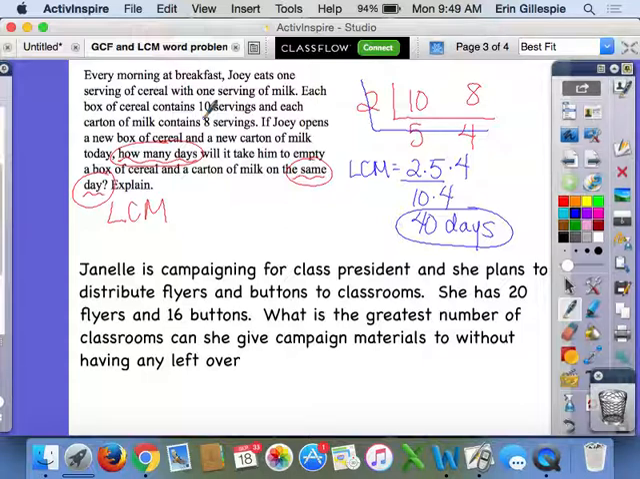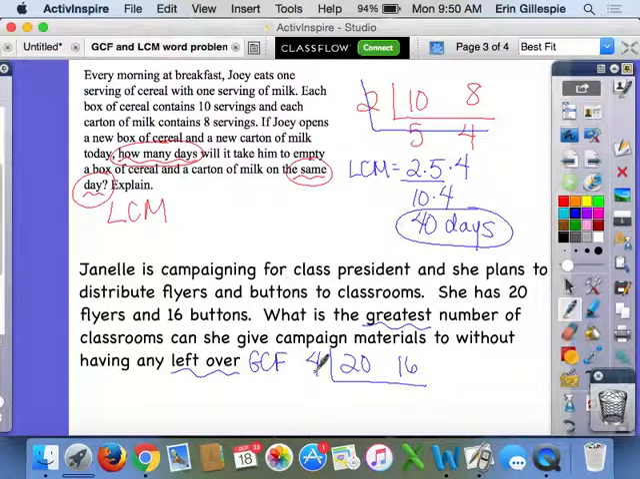All right, next, Janelle is campaigning for class president, and she plans to distribute flyers and buttons to classrooms. She has 20 flyers and 16 buttons. What's the greatest number of classrooms she can give campaign materials to without having any leftover? Okay, so we have to have identical sets again, can't have any leftovers. And greatest means we want to find the GCF. So we're going to find the GCF of 20 and 16.